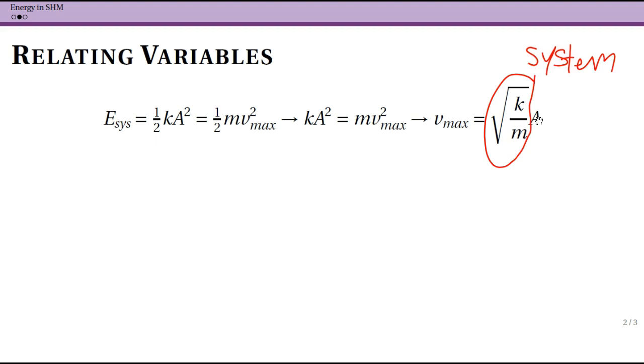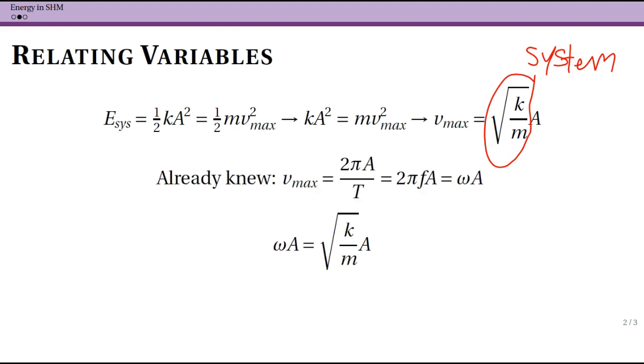But right now, note that we don't have time anywhere. And this shouldn't surprise you, because whenever we work with energy, time doesn't appear. Energy is about your initial situation and your final situation. And before, our equation of motion had time in it. Okay, so let's combine some things together. We already knew that the maximum velocity was equal to 2 pi times our amplitude divided by period, or we can express it in these other forms based on the relationship between frequency, angular frequency, and period.